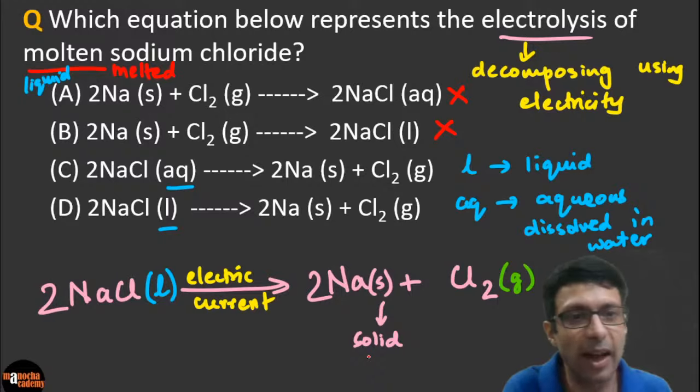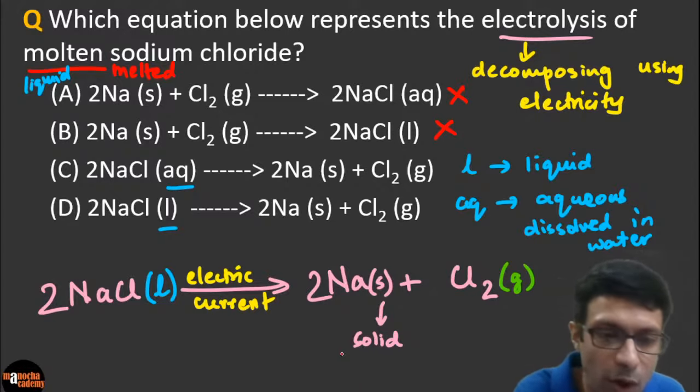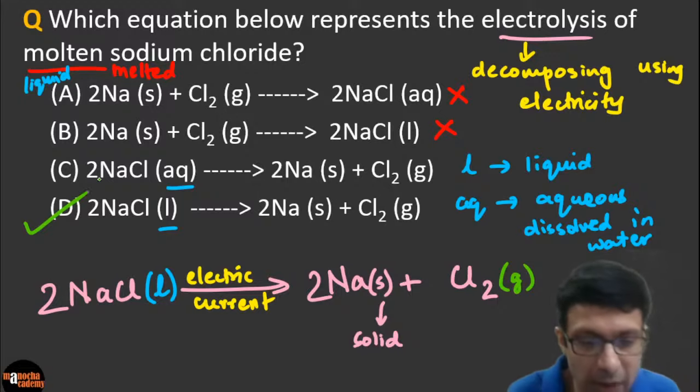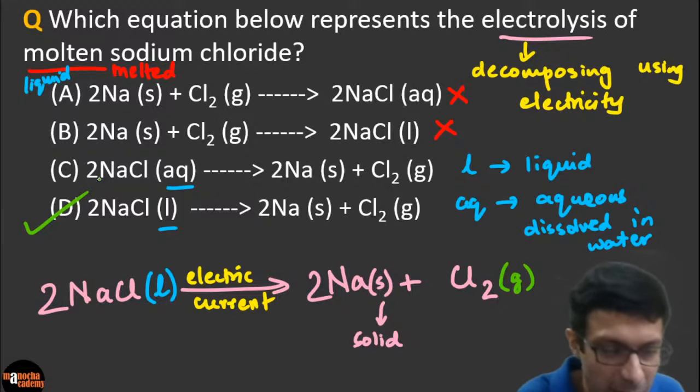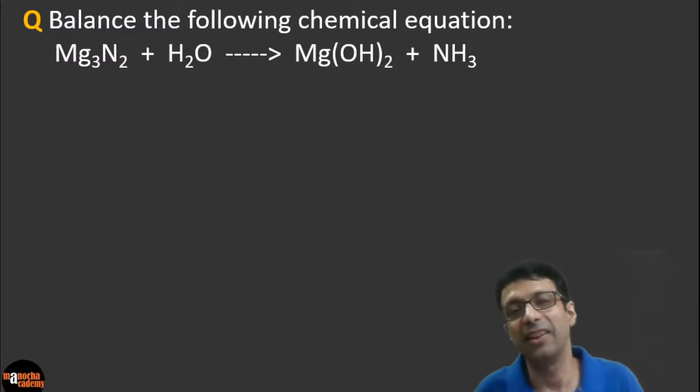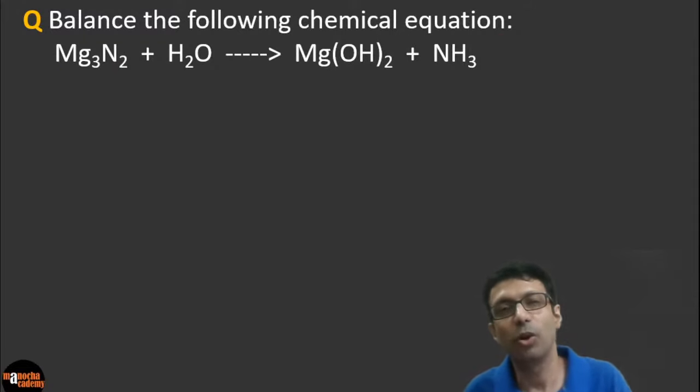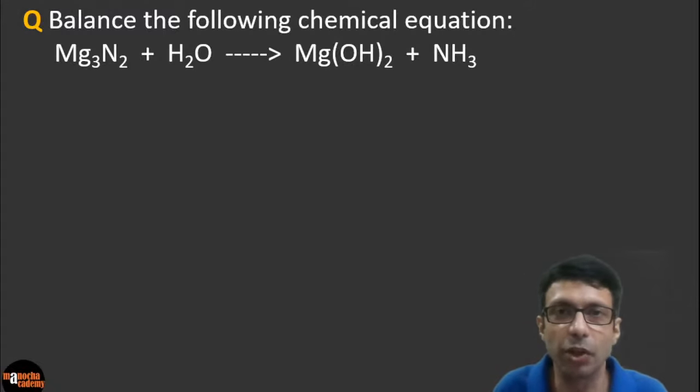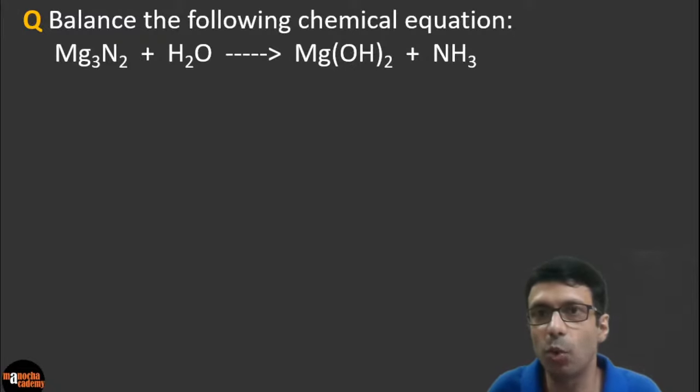And that is why the answer, excellent guys, superb, it will be D. Since the question said that we are using molten sodium chloride, not aqueous, it will not be AQ. So the correct answer here is option D. Very good. Now come on, try your balancing. Here I have not given you any options. So I want you to use your pen and paper, and all of you, please try to balance this chemical equation. We have magnesium nitride plus water gives magnesium hydroxide and ammonia gas.